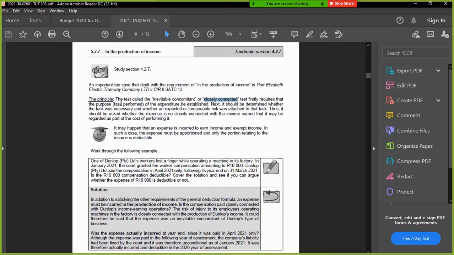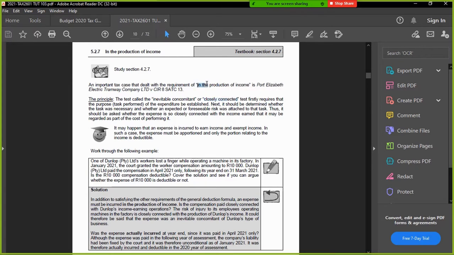Well, if you look at the details, it should be determined whether the task was necessary and whether an expected or foreseeable risk was attached to that task. Thus, it should be asked whether the expense is so closely connected with the income earned that it may be regarded as part of the cost of performing it. Notice how close or how inevitable that expense is in the production of income.